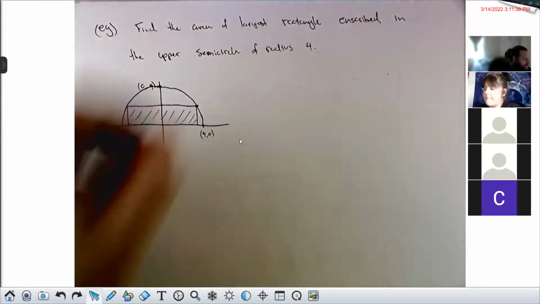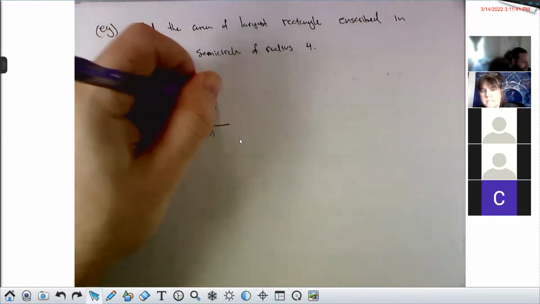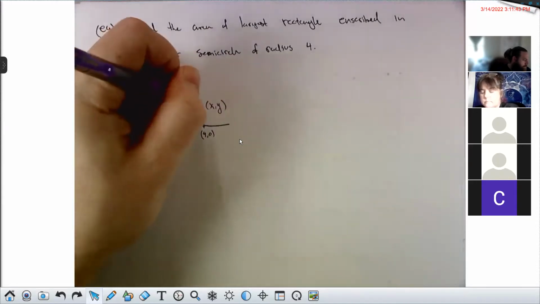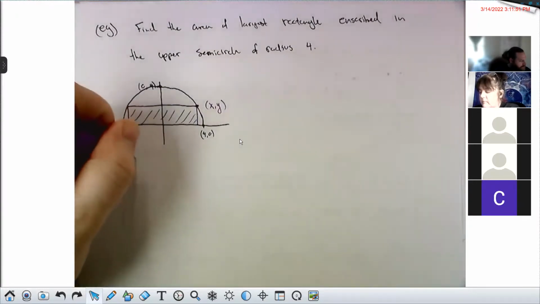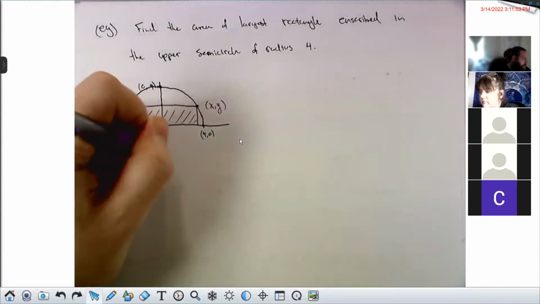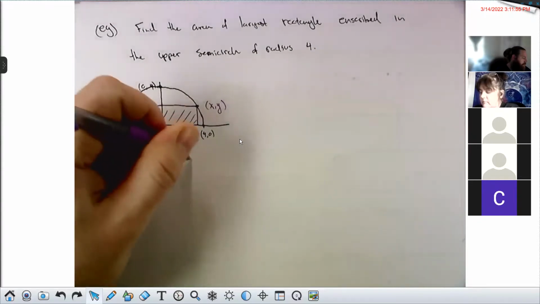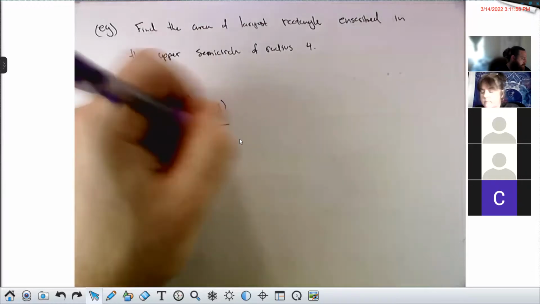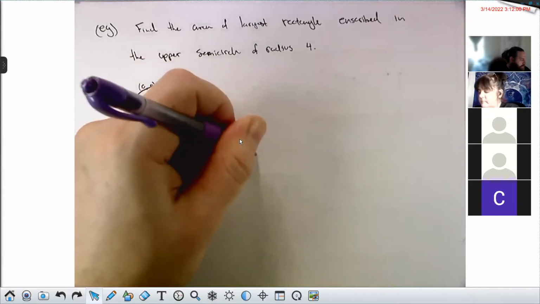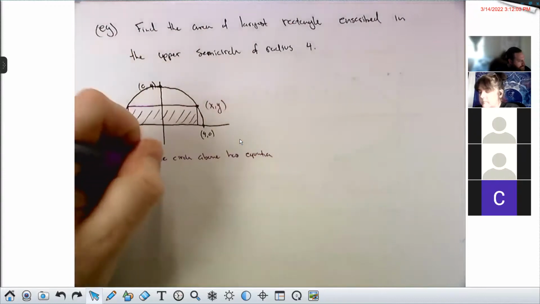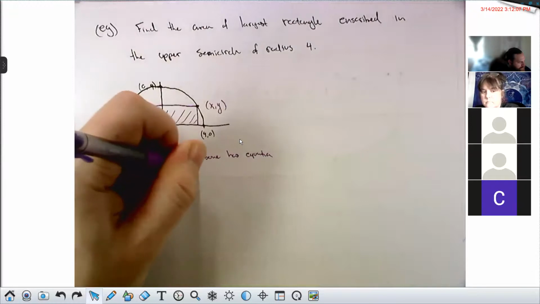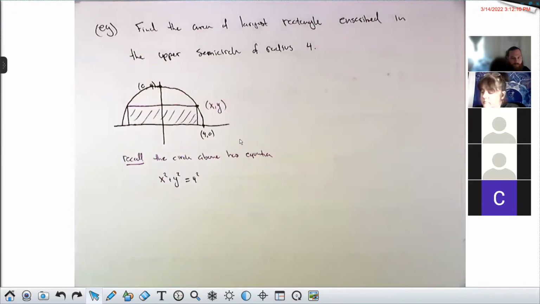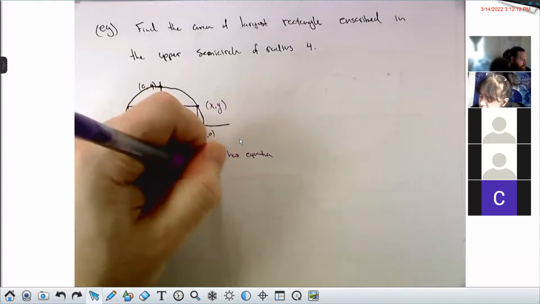I'm going to start similar to the last problem. I'm going to call this point here, where the rectangle touches the circle, (x, y). And I'll also say, recall the circle above has equation x squared plus y squared equals 4 squared, which is x squared plus y squared equals 16.